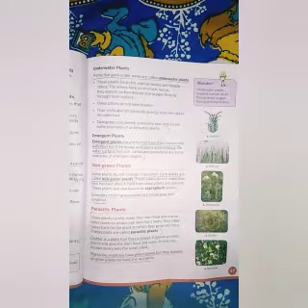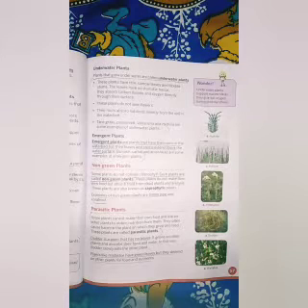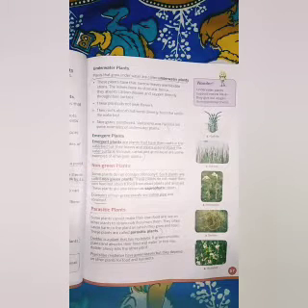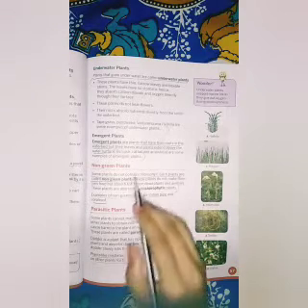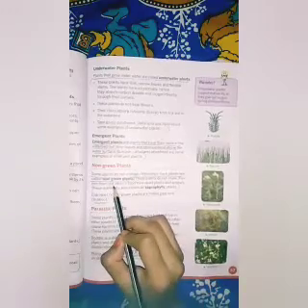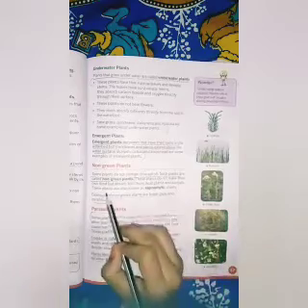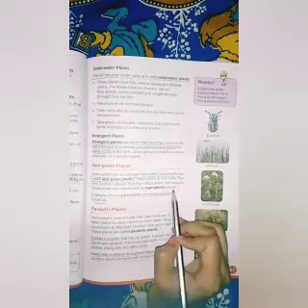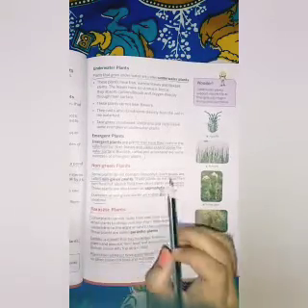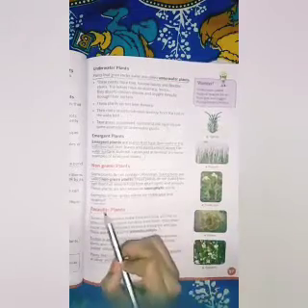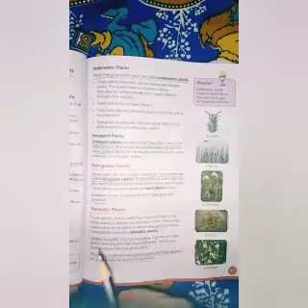Now we will learn about non-green plants. Non-green means no green. As we know, plants are green because of the presence of chlorophyll. But some plants do not contain chlorophyll. Such plants are called the non-green plants. These plants do not make their own food but absorb food from dead plants and animals. These plants are also known as saprophytic plants. Examples of such non-green plants are Indian pipe and coral root. These are the non-green plants.